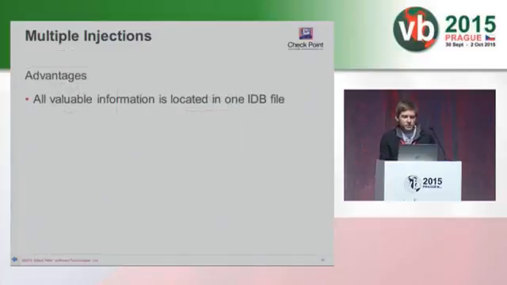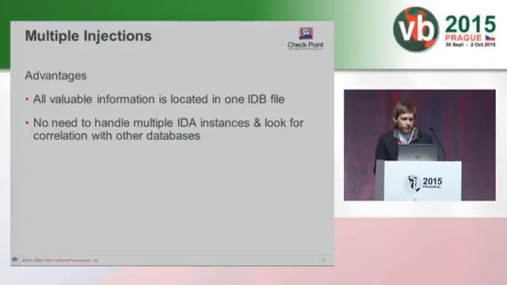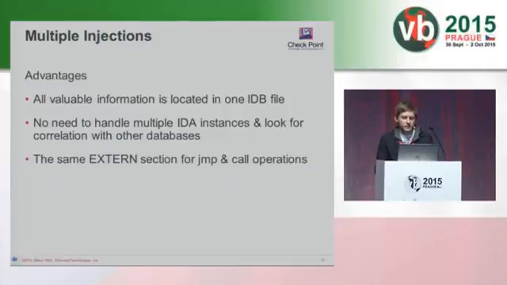So here are the advantages of using IDA dump. All valuable information is located in one IDB file. We call it single research case, one IDB. No need to handle multiple IDA instances and look for correlation with other databases. The same external section for jump and calls operation is basically a legitimate fixed imports table. And also sections relations are preserved.